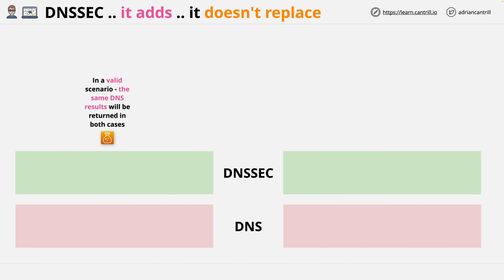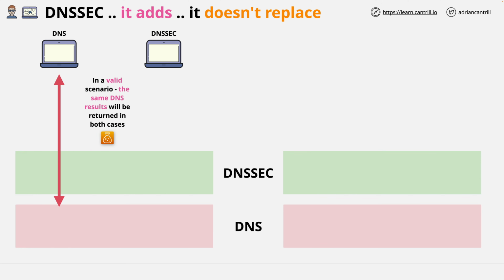Let's say that we have two devices. The one on the left is DNS only and the one on the right is DNSSEC capable. When querying the same DNS name servers, the DNS only device will only receive DNS results. It won't be exposed to DNSSEC functionality, and this is critical to understand because this is how DNSSEC achieves backward compatibility.